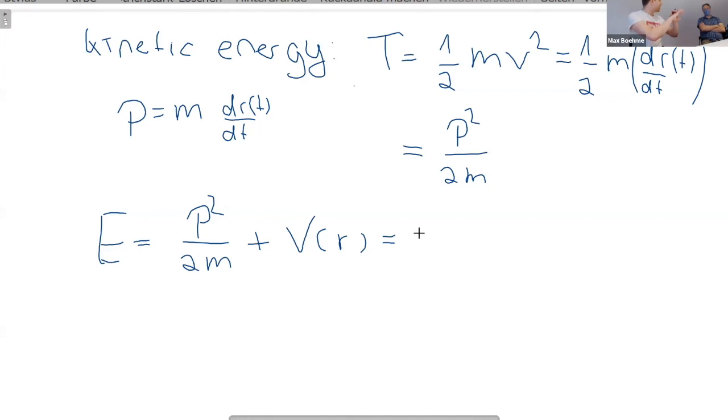And just writing down the whole energy of the system, this is called the Hamilton function.